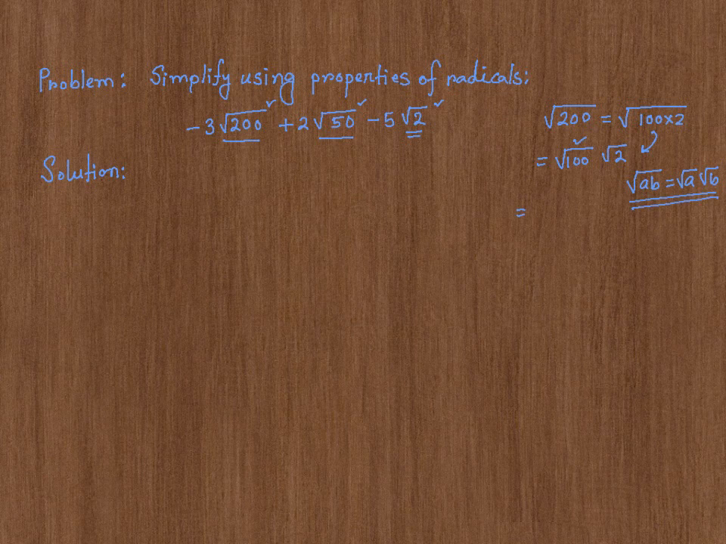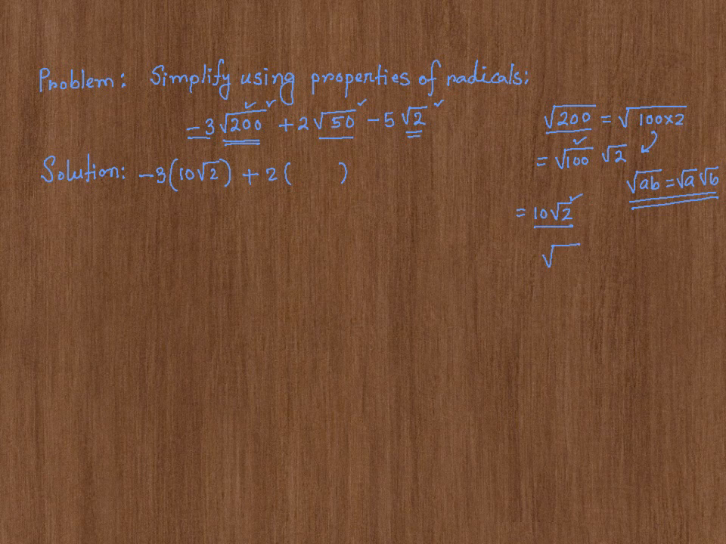So square root of 100 is just 10, by the way. Then times square root of 2. See, now we have square root of 2 out of this square root of 200. Now I can just replace square root of 200 by 10 times square root of 2. But don't forget the negative 3 in front of it. So negative 3 times square root of 200 is going to be negative 3 times 10 times square root of 2, plus 2 times square root of 50. I'm going to put it inside the parentheses for a better view.